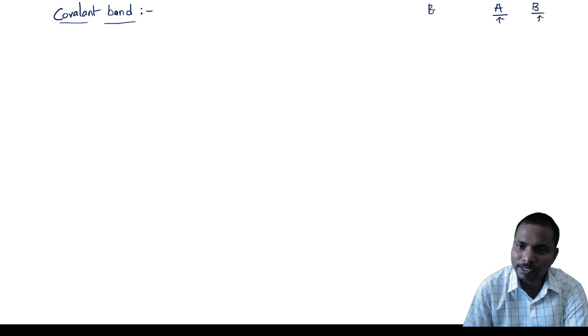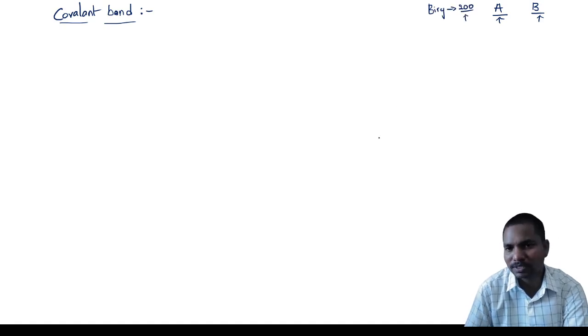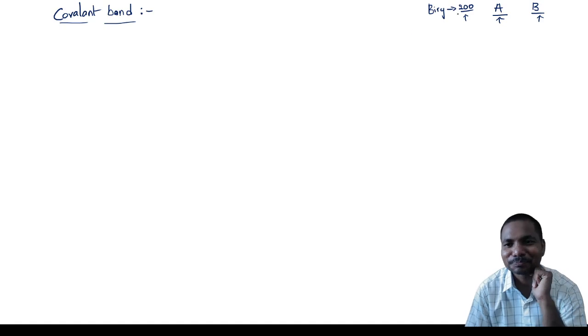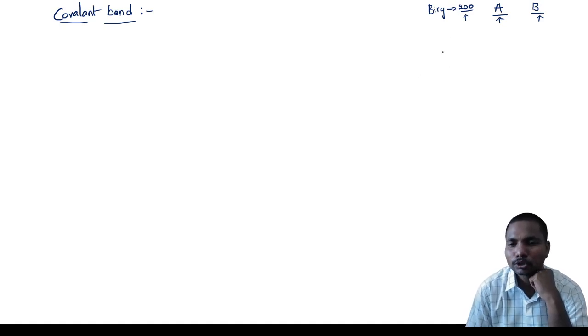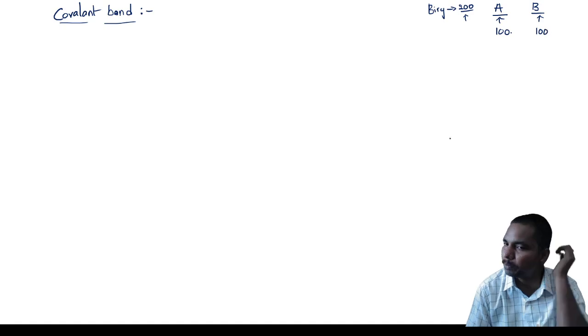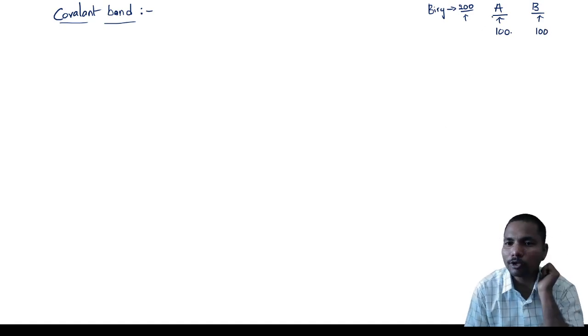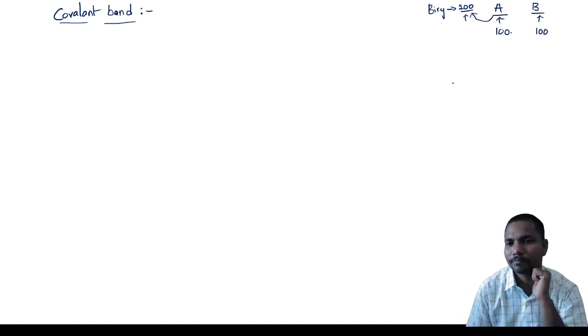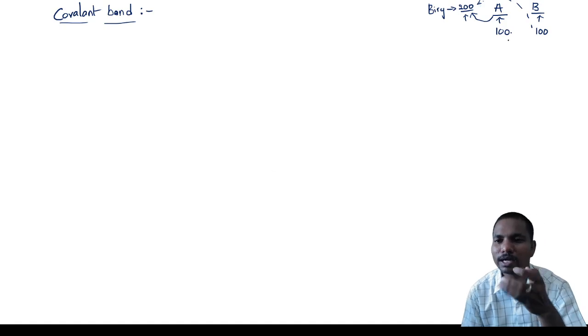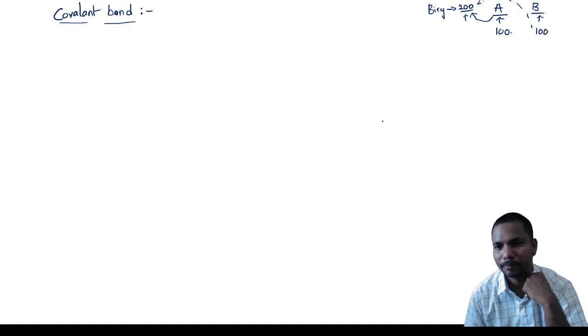Let us take the biryani cost as 200 rupees. There is no half biryani here; a full biryani is 200 rupees. A has 100 rupees and B has 100 rupees. So if A wants to buy biryani, he can't buy. And if B wants to buy biryani, he also can't buy, because they have less money.